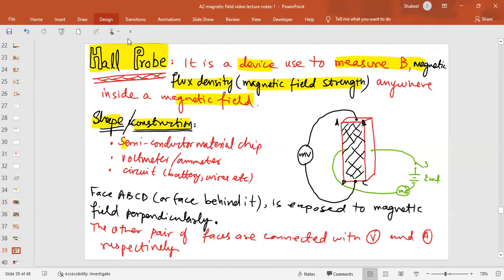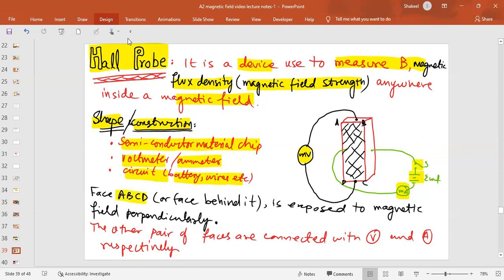It consists of three things. One is a semiconductor chip, which is shown over there. A, B, C, D is its front face. And then there's a voltmeter, and an ammeter. And then there is a circuit containing a battery and wires. So this is the battery, switch, and connecting wires.